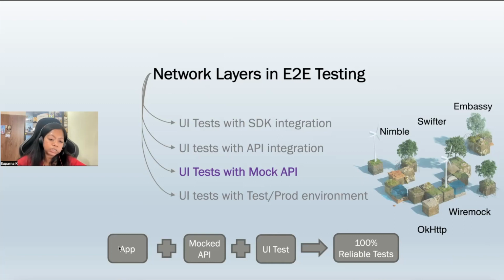The usual approach is that we have the app, and instead of hitting a real server, we make the app hit our local server, which is hosted right in our test environment. And then we run our UI test, which is always 100% accurate and reliable. There is no flakiness ever in this approach. And this is widely followed.